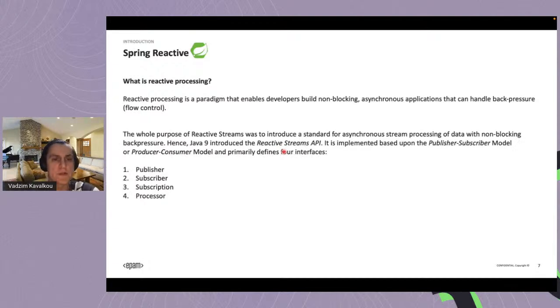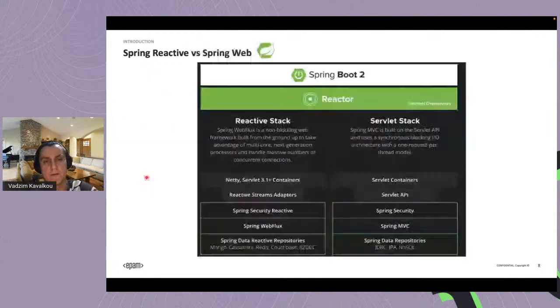So the whole purpose of reactive streams was to introduce a standard for asynchronous stream processing of data with non-blocking back pressure. Hence, Java 9 introduced the Reactive Streams API. It's implemented based upon the publish-subscribe model or producer-consumer model, and primarily defines four interfaces. One of them is Publisher, second is Subscriber, third is Subscription, and fourth is Processor.